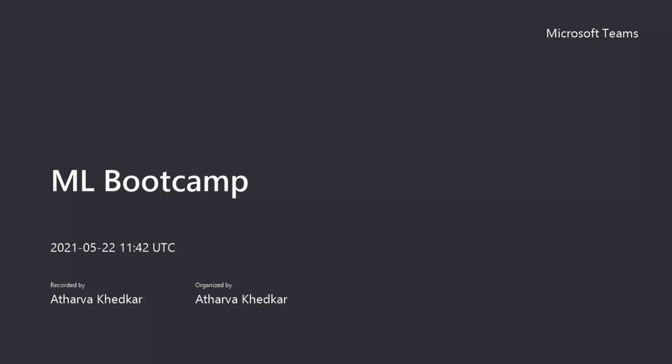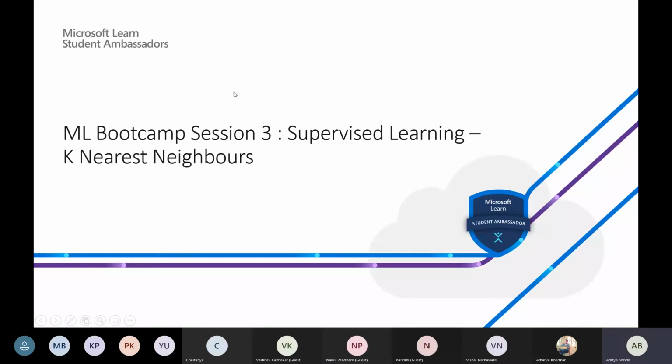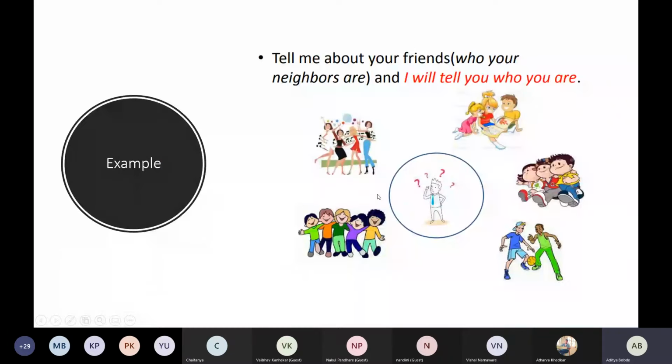So today we will be starting with our third session of ML Bootcamp, and we will be seeing KNN today. It comes under supervised learning. KNN can be used for both classification and regression, but it is mostly used for classification. Okay. So what is KNN?